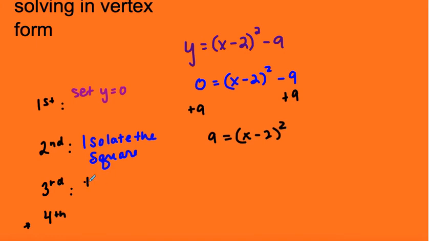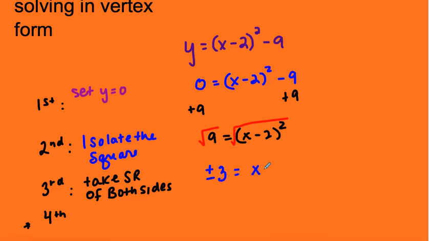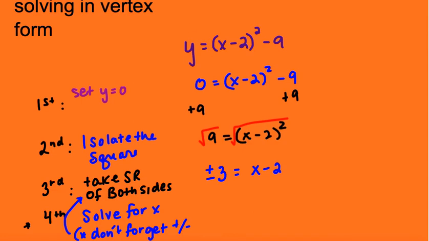Then we're going to take the square root of both sides. I'm going to call it the SR of both sides. When I take the square root of both sides, I have to consider the absolute value of that number. So that would mean I have to look at both a positive and a negative 3. You don't want to forget that. And then solve for x. And again, don't forget positive, negative. Don't forget plus minus.